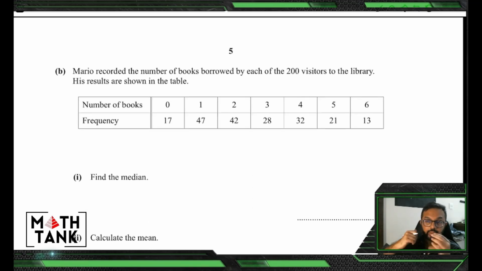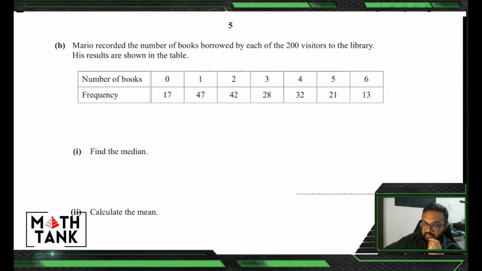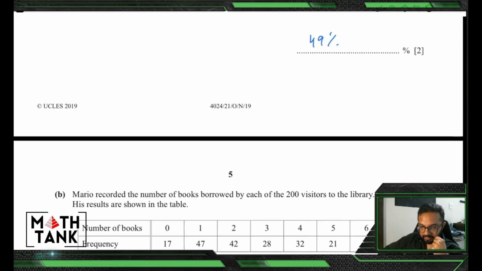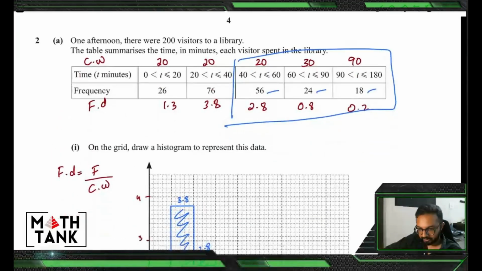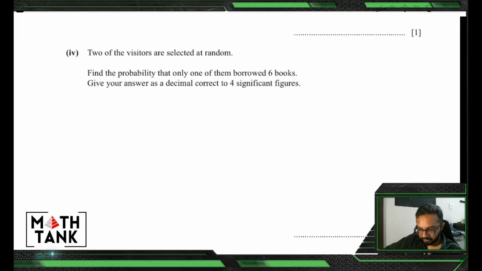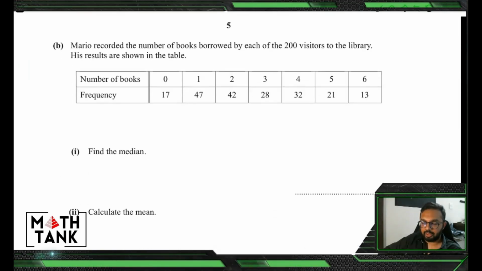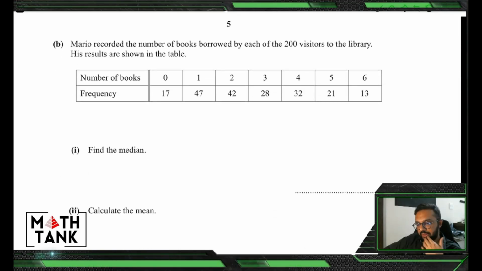Okay, then it goes on. Part B is different. It says Mario. Let me just check if it's the same part B. It's the same paper though. Yeah, it is. Okay, Mario recorded the number of books borrowed by each of the 200 visitors to the library. His results are shown in the table. Find the median. Now, how do you find the median in such a case?